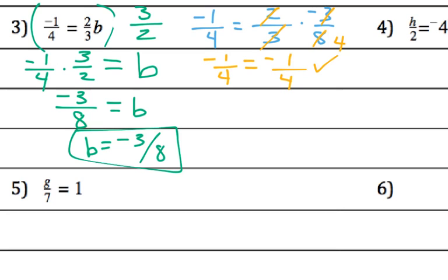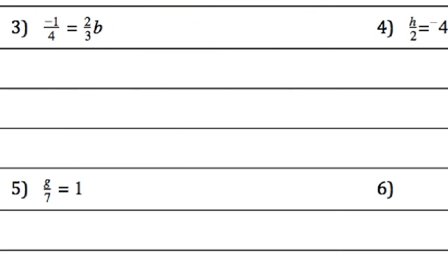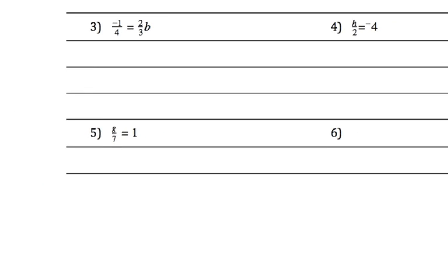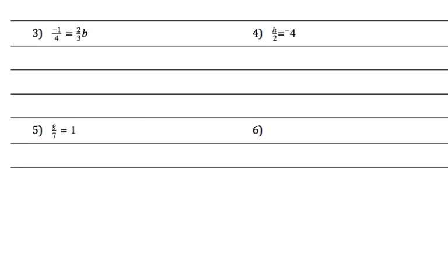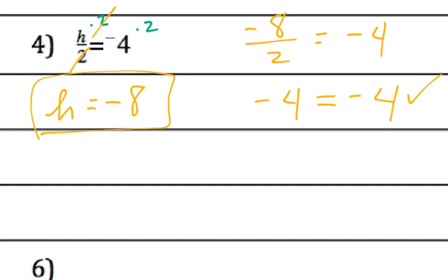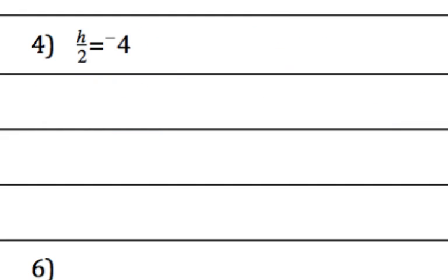Do problems 4 as well as 5 on your own. I'm going to put the answers up in just a few seconds. In problem 4, I figured out that h is negative 8. And the check works out just fine. Now, if you were in such a habit that you put parentheses around this, that's fine. It doesn't matter. Just make sure that the end result ended up being the same. Let's move on to number 5.